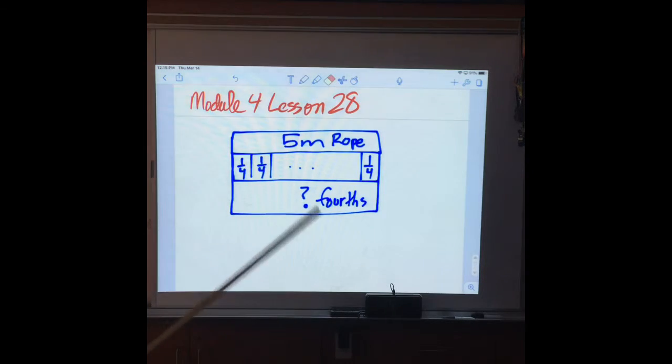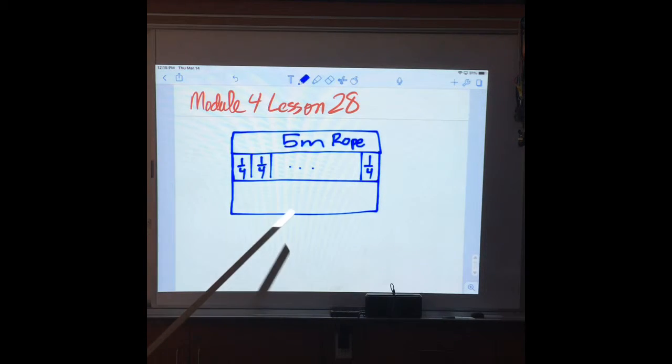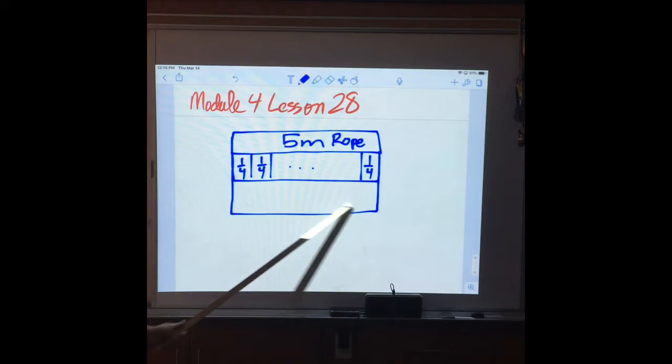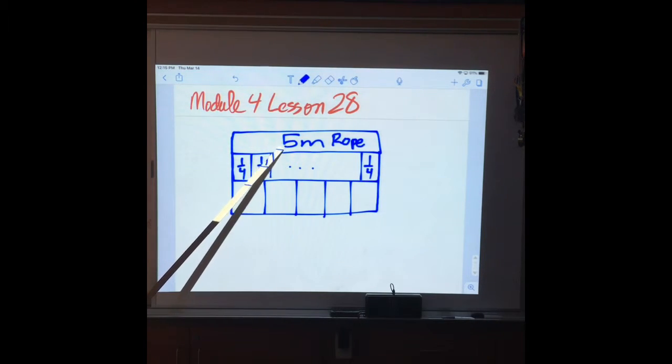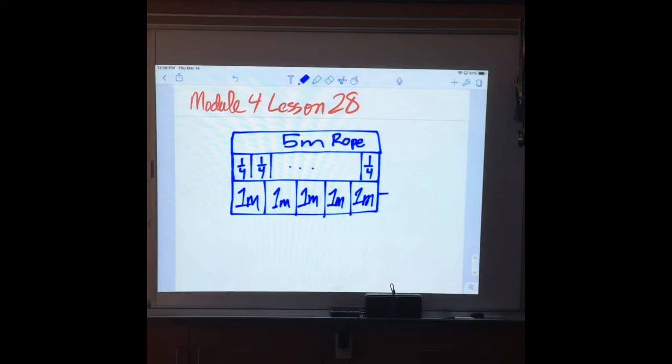So, let's do it. I'm going to erase this. How could I do this? Well, what if I cut this into 5 pieces to show our 5 meters, right? I took my 5 meters of rope and I cut it. I'm going to call each one of these 1 meter. So this would be 1 meter, 1 meter, 1 meter, 1 meter, and 1 meter. How many meters do I have? I've got 5 meters.